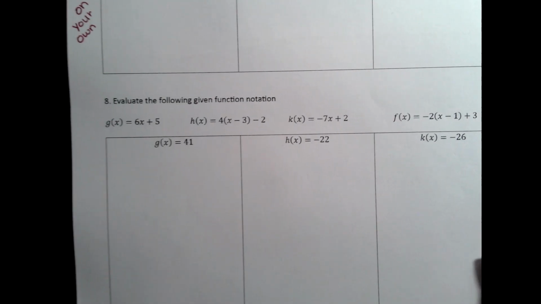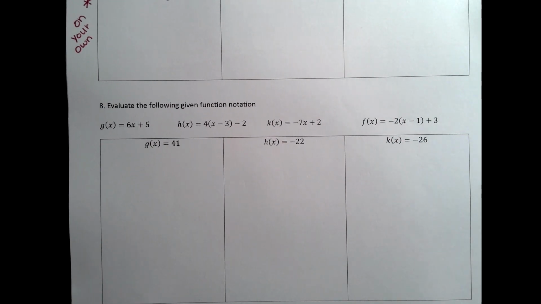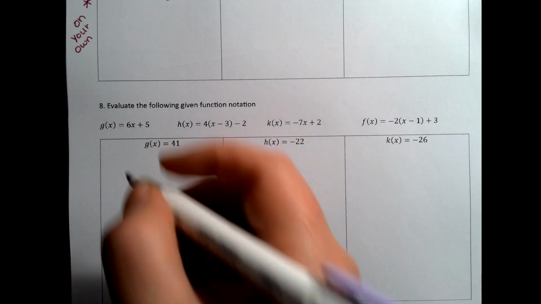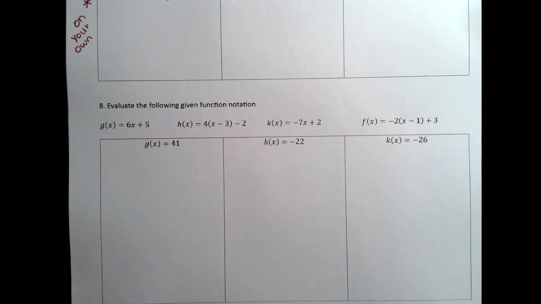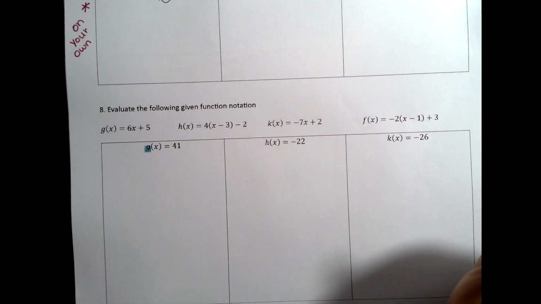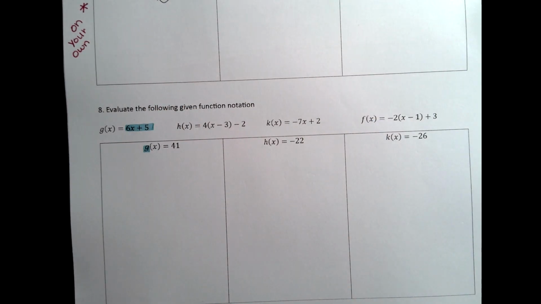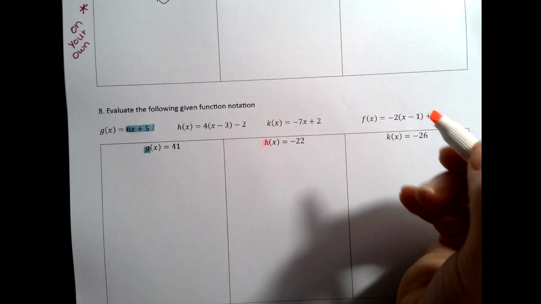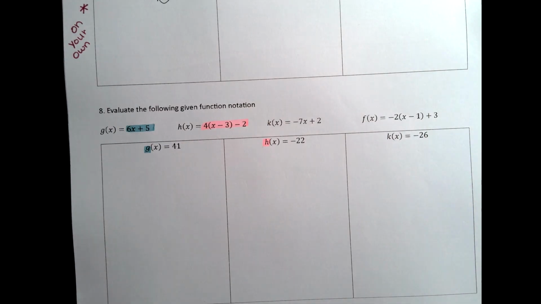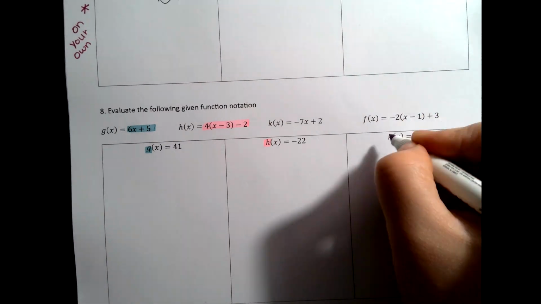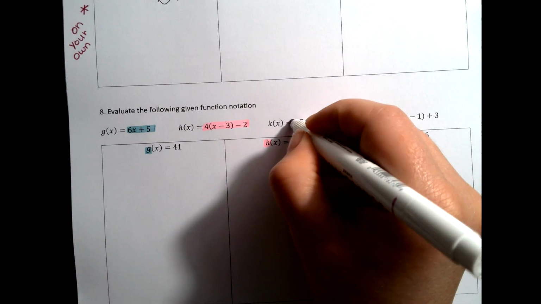Now this one in 8 is actually on the outside. So let's first name our functions. I have G. G, where is G? G is right here. I have H. Where's H? H is here. And I have K. K is right here.